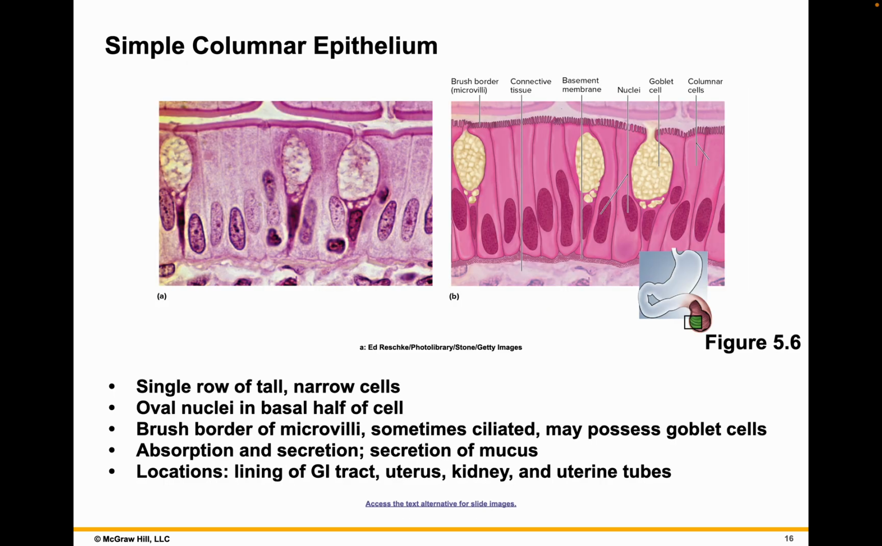Simple columnar is a single row of tall, narrow cells. They have oval-shaped nuclei, usually in the bottom half of the cell, near the basement membrane. They often have a brush border of microvilli that we talked about before. Sometimes they're ciliated. Many of them have goblet cells intermixed among them. They're involved in absorption and secretion, specifically secretion of mucus. We find them in the lining of the GI tract, the uterus, the kidney, and uterine tubes.